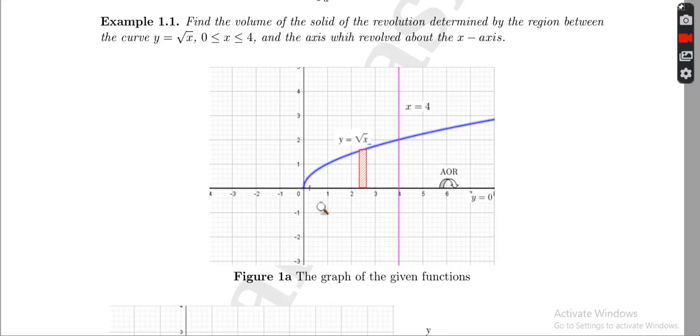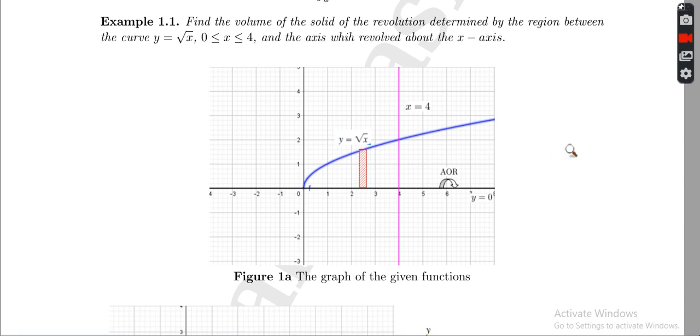Okay, now let's have the first example on volume of solid of the revolution under this method. Let's find the volume of the solid of the revolution determined by the region between the curve. The given curve is y equals the square root of x. We have the line from 0 to 4, and the region is also bounded by the x-axis, and which revolves about the x-axis.